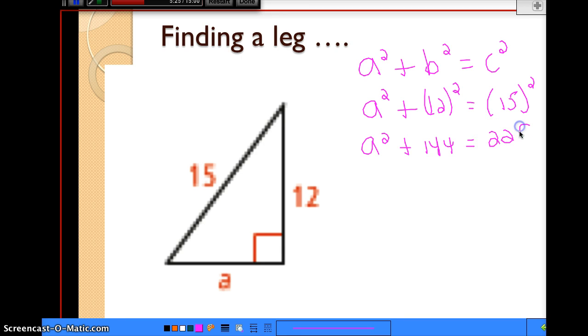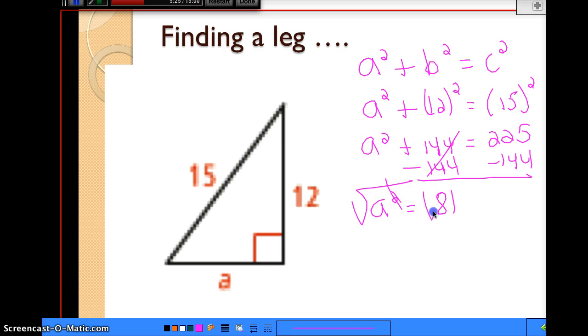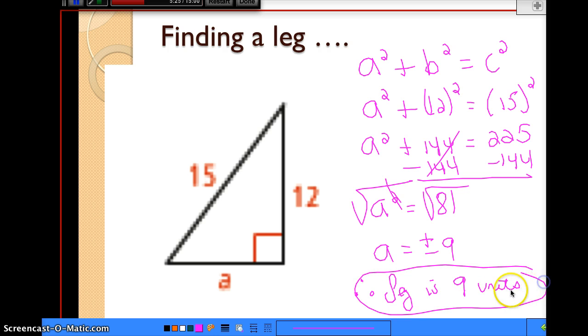225. Subtract 144 from both sides so that we can get a squared by itself. You end up with 81. The inverse of squaring would be to square root. That will cancel. And you end up with a is equal to plus or minus 9. Now, again, you have two answers, two roots of 9 and negative 9. The side cannot be a negative, so therefore we will say the leg is 9. And because they didn't give me a unit of measurement, I'll just call it 9 units.